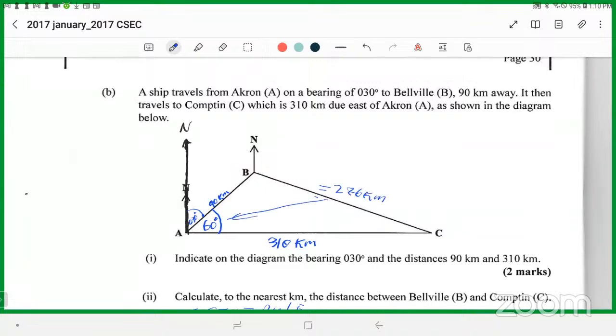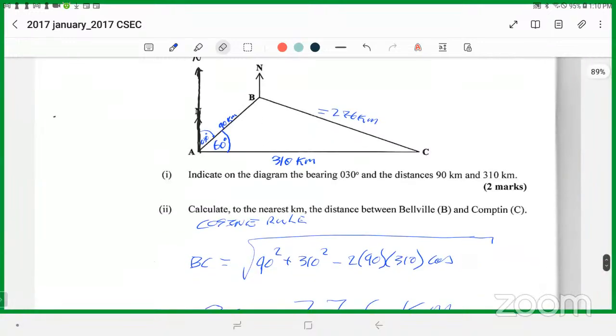Now that I have this pair of angle and side opposite each other, I can use sine rule to find this angle if I want it and this angle if I want. Those are the only two things in that triangle now that we don't know, those two angles. But we can use sine rule going forward to find those angles that we don't know. All right, let's see now.